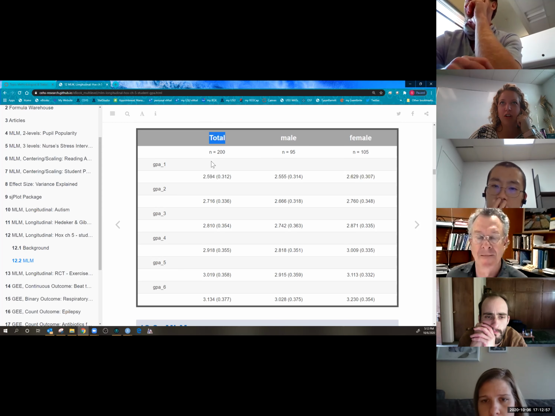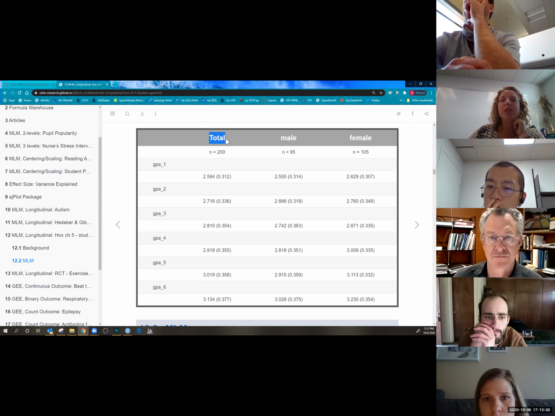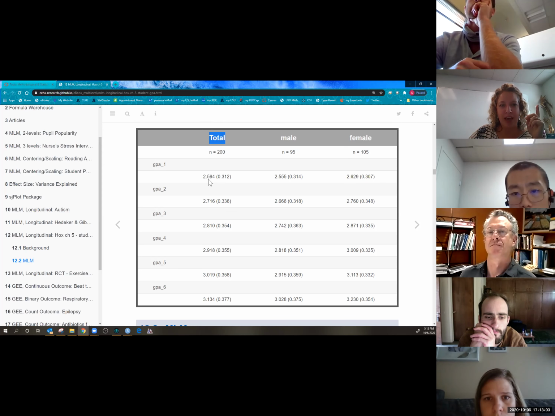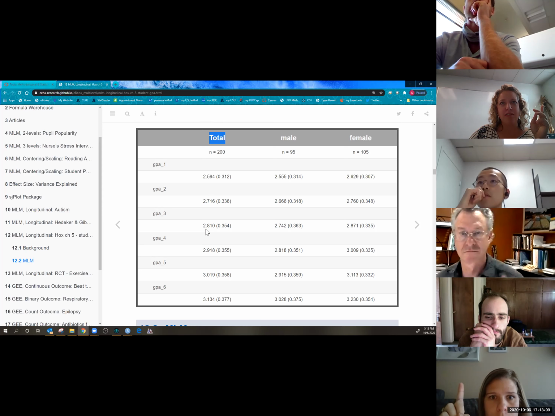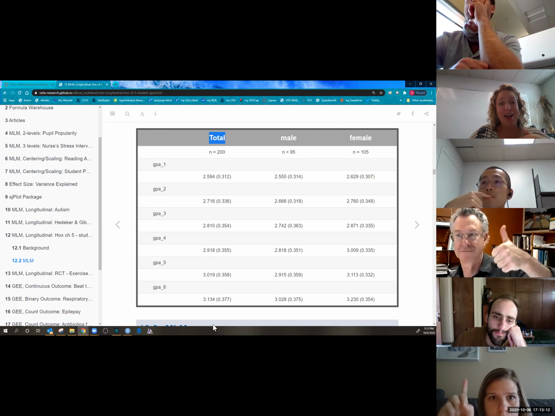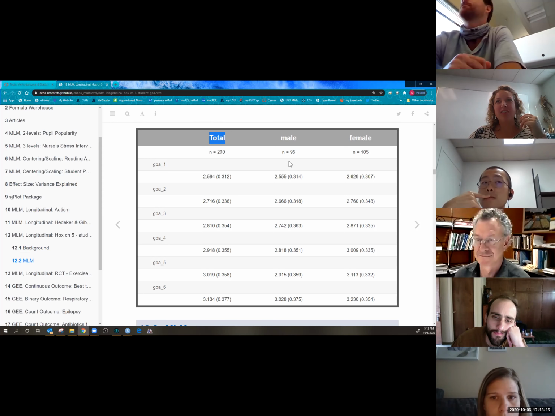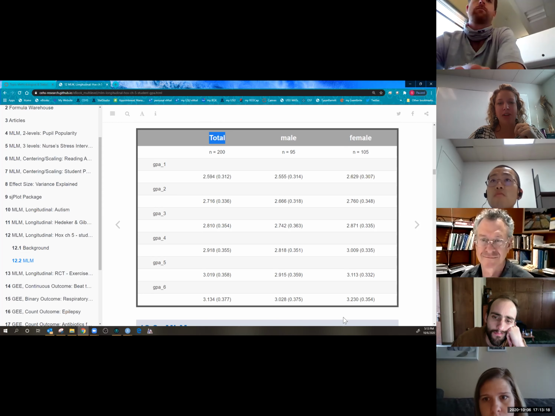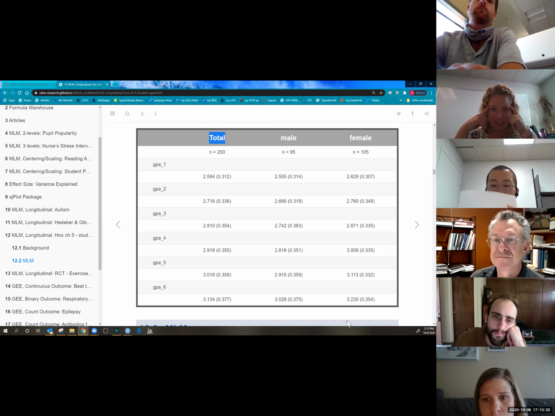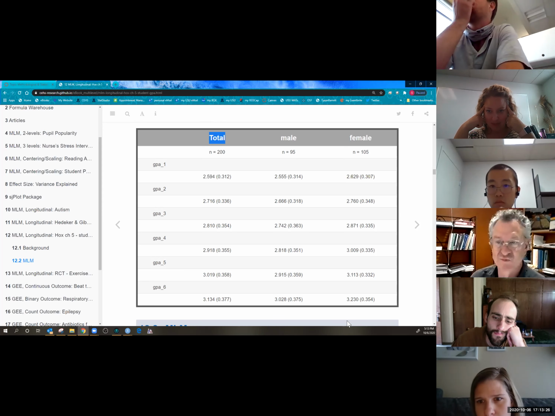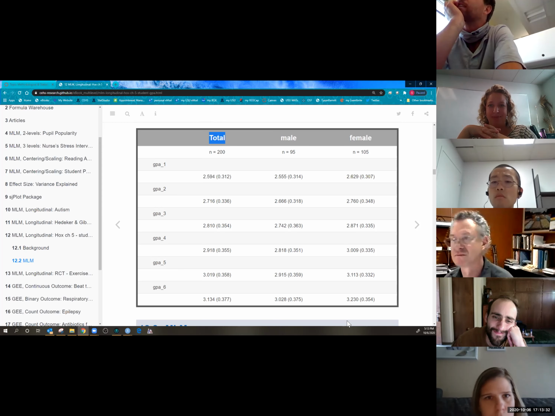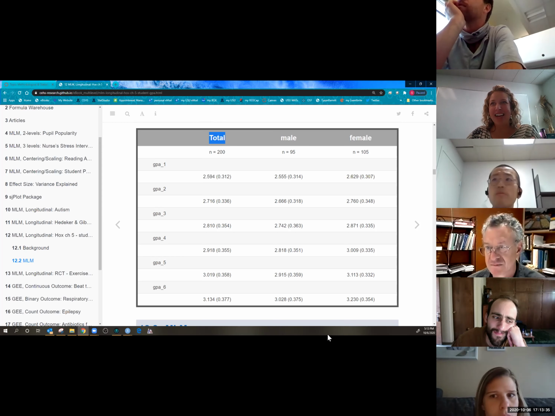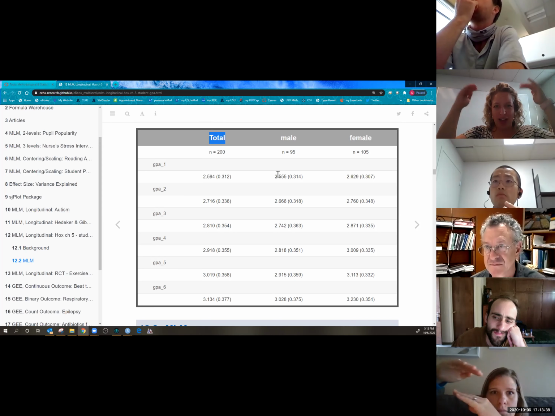What happens over time? In general, let's look at the total column. What happens to these 200 students as a whole? What happens to their GPA over the course of the 6 semesters? If we look at the summary, 2.6, 2.7, 2.8, 2.9, 3.0, 3.1, it steadily increases. And we can look at the same thing for men and for women. Eyeball, is there an effect of male versus female? Are males and females the same? They're not identical, but they're both going up.